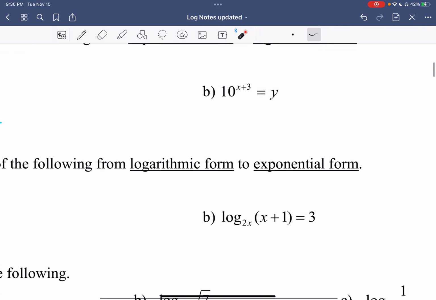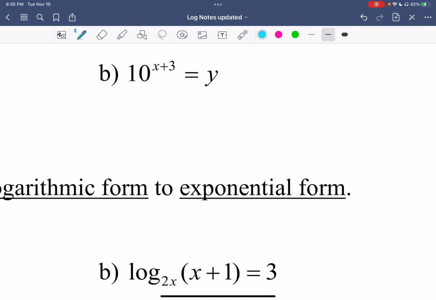Okay, let's try the next one. If you're writing it as a log, you want to start by writing log first. Then you do the loop-de-loop. You start with the 10, draw your arrow out, and then draw it back in. So that's log base 10 of y is equal to x plus 3.